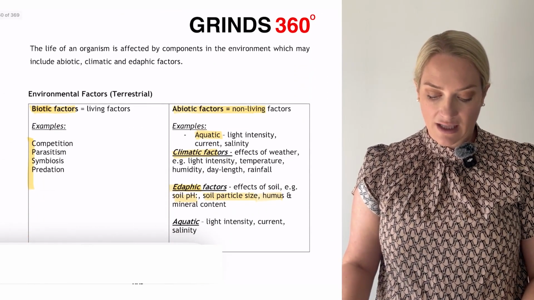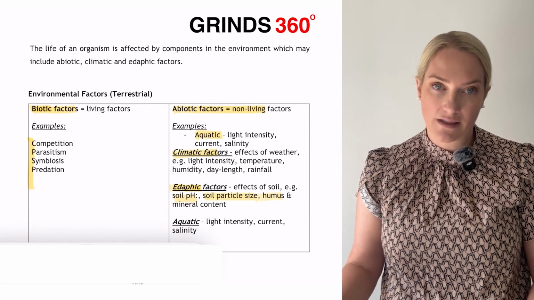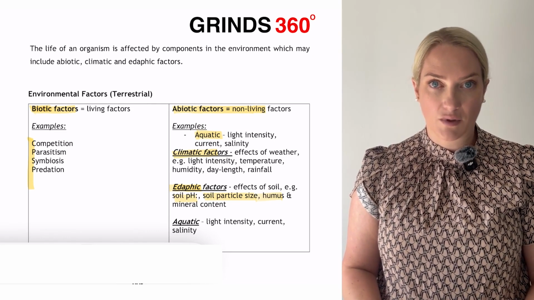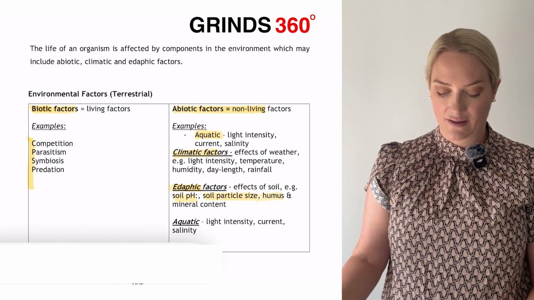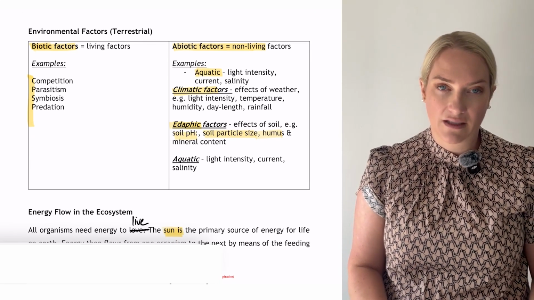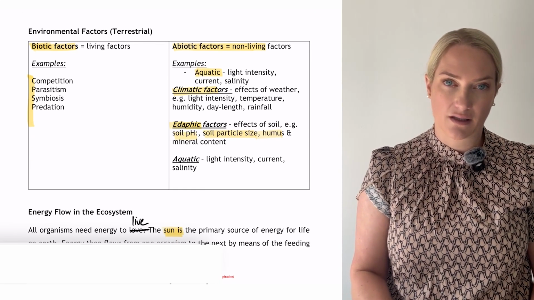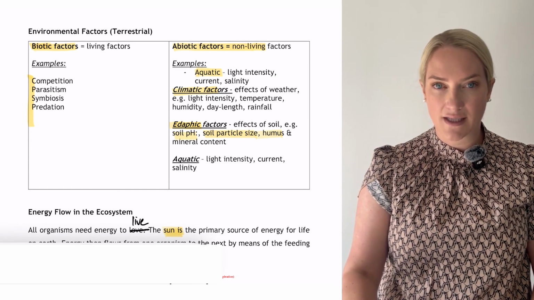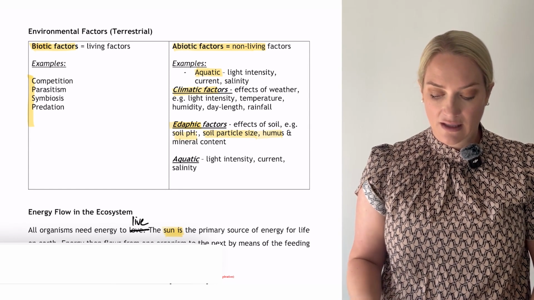Okay, so we're going to look at now the life of an organism is affected by components in the environment, which may include abiotic, biotic, climatic and edaphic factors. The biotic factors we'll look at in a moment, they are living. Okay, so they can ask you what is meant by the term biotic. And we'll look at competition, predation, parasitism and symbiosis.